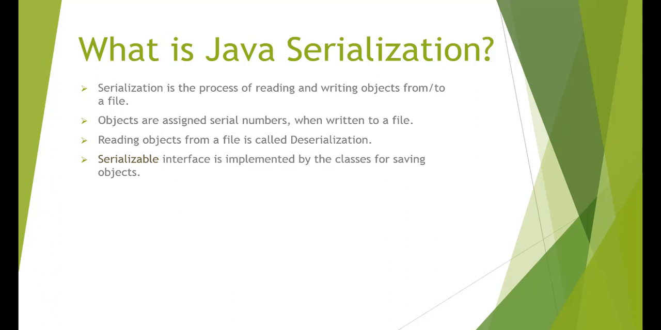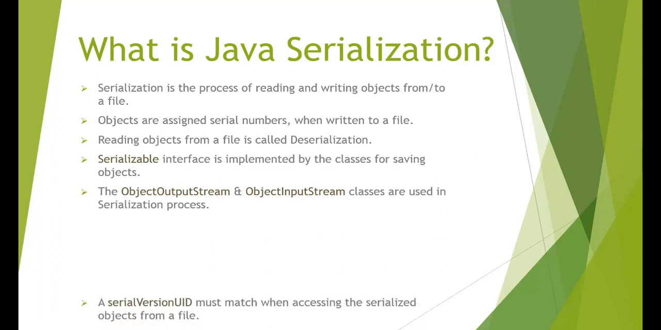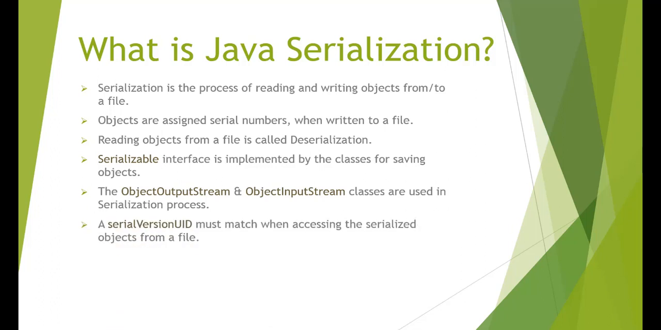The Serializable interface has no methods, it is just a marking or tagging interface. The ObjectOutputStream and ObjectInputStream classes are used for object serialization. The serialVersionUID is a unique identifier. It must match when deserializing objects. The transient keyword is used to exclude the value of a variable from being serialized.